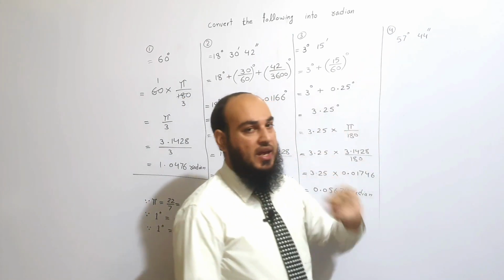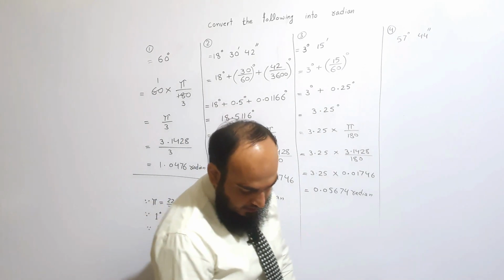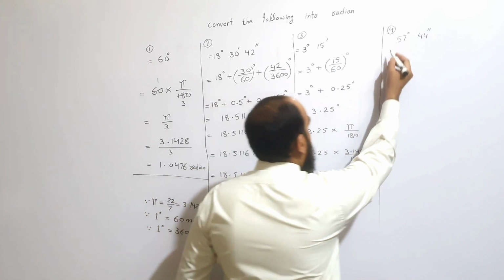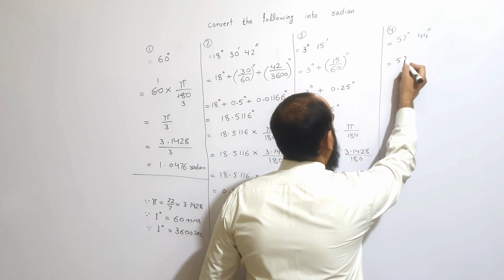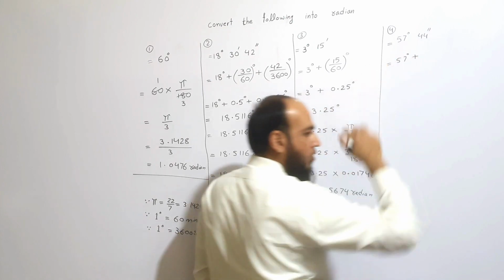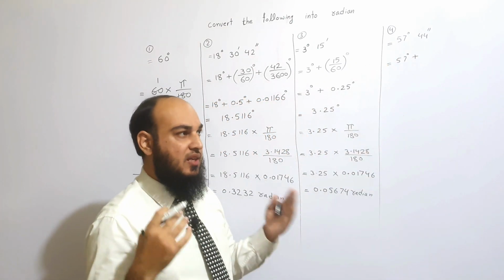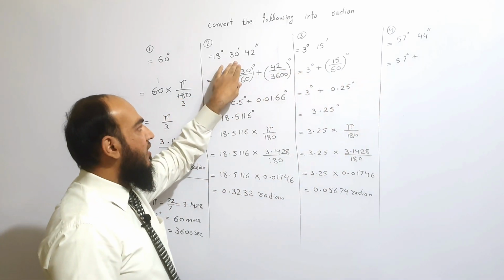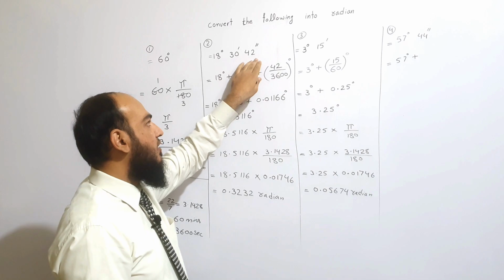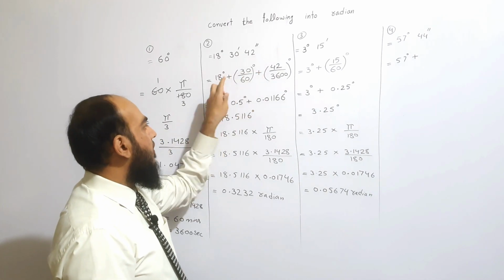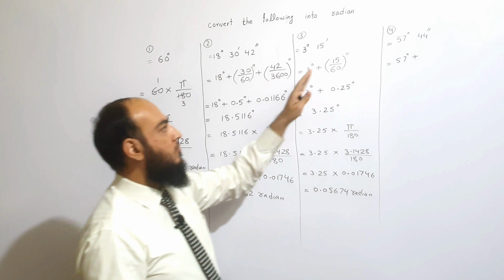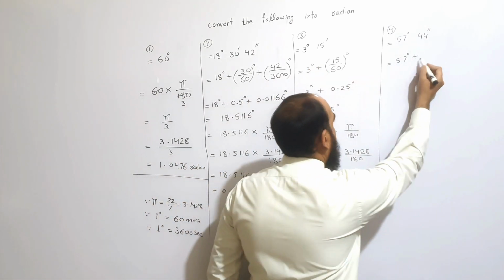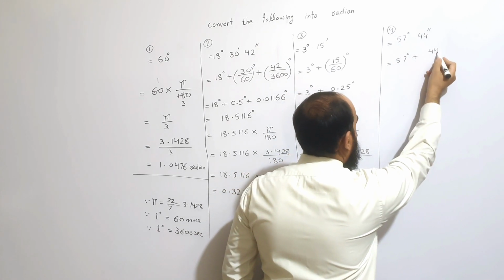So, now we are going to solve this question number 4, that is in the form of 57 degree and 44 seconds. Let's see how to solve this question. 57 degree plus, you always put the sign of plus between them. Here 18 degree 30 second, 42 degree 42 seconds, we put the plus signs between them. Same as here and same as here.